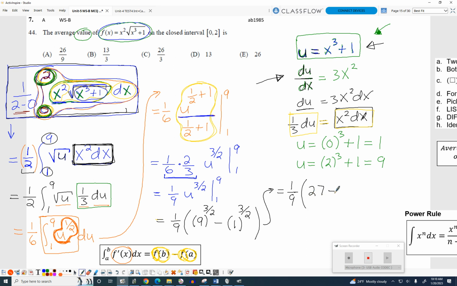Two points for Hannah. Ryan, what's 1 to the 3/2? Just 1. Okay, we're done. That's all you have to write. Two points for Ryan. If you type this in your calculator, you will get 26 over 9.